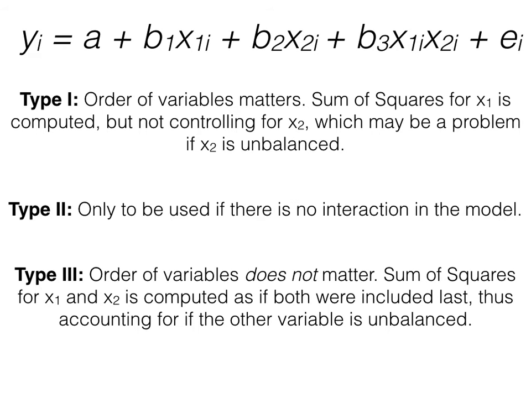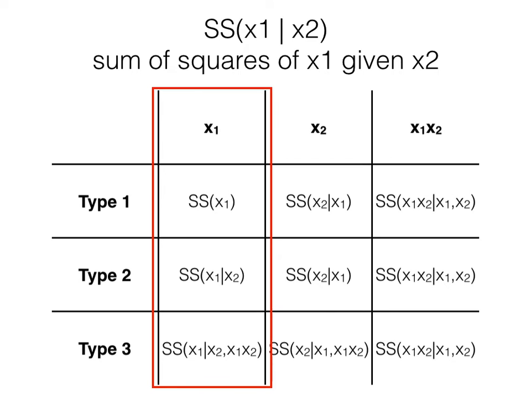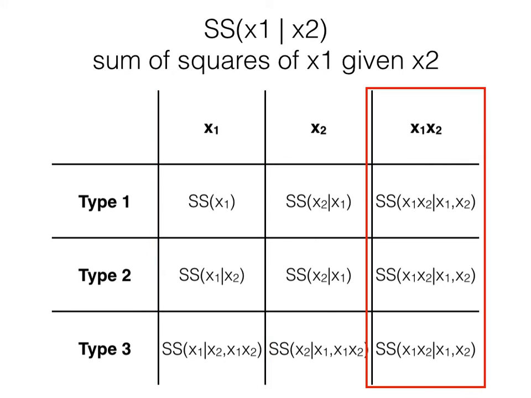Finally, type 2 isn't talked about as much, but basically it should only be used if there is no interaction in the model. I've made this table to try and help understand the three types. See how for x1, the sum of squares is computed differently for each type, whereas for the interaction of x1 and x2, it's the same for all three types. This only matters though if your data is unbalanced. If you have balanced data, which you should when running an ANOVA, this isn't a problem.